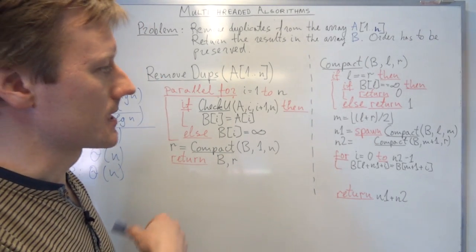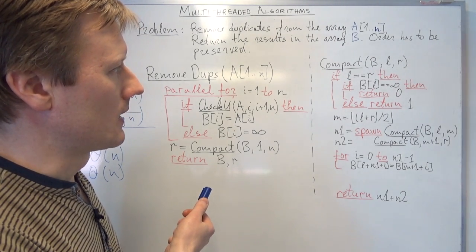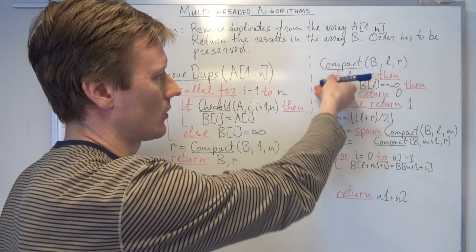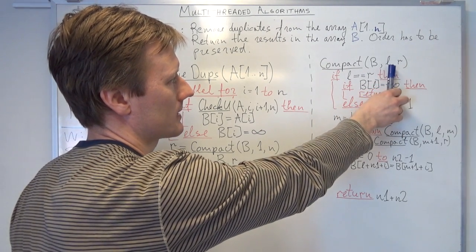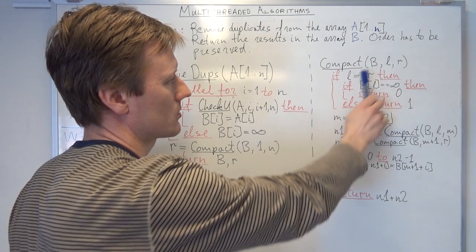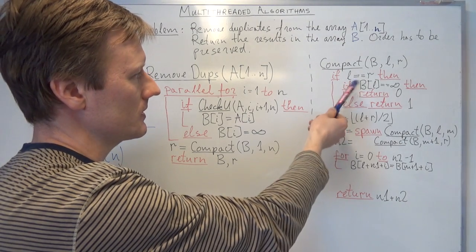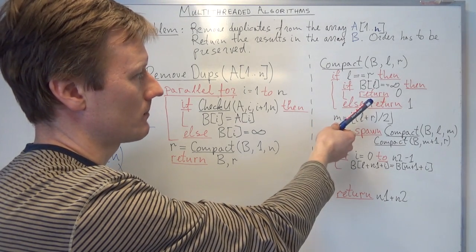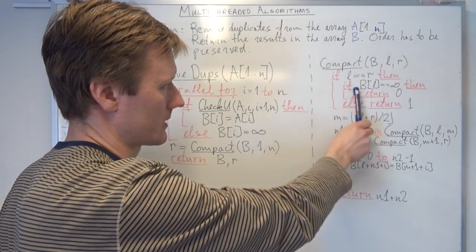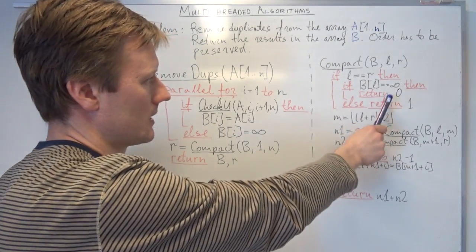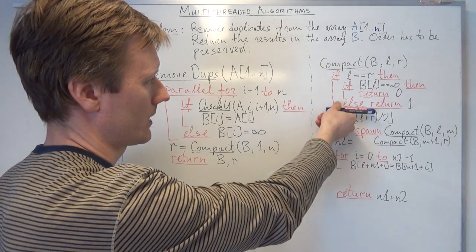Well, just sort of straightforwardly, we first of all look if this is the base case. If the range we have to compact has just one element, so if L is equal to R, then this array is already compacted, and it contains 0 elements if this element is infinity, otherwise it contains 1 element. So that's what we return, and we're done.